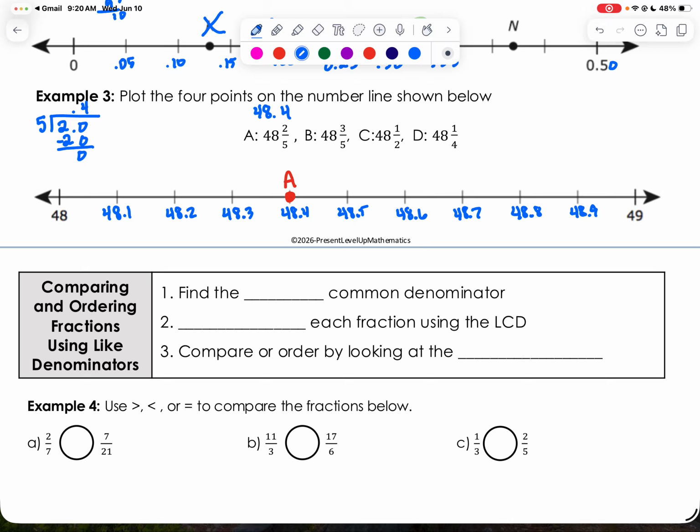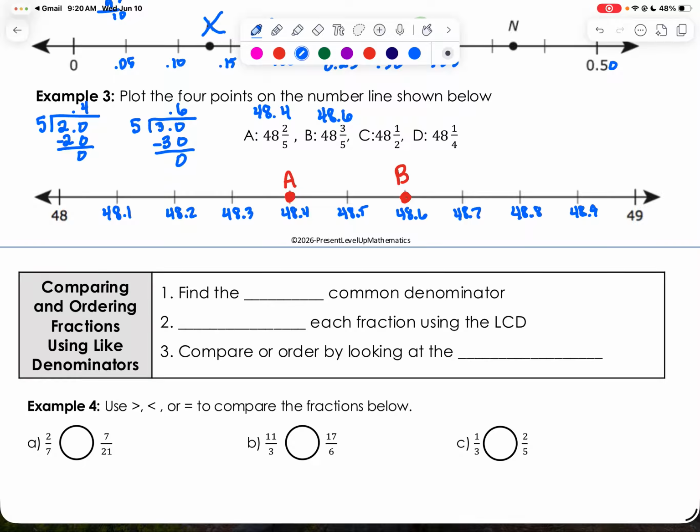All right, our next fraction is 48 3/5. So this time I want to know how many times 5 will go into 3. So let me add a decimal. So 5 goes into 30 6 times. 6 times 5 is 30. Subtract the 30 and I get 0. So 48 3/5 is the same thing as 48.6. So point B could be plotted right there.